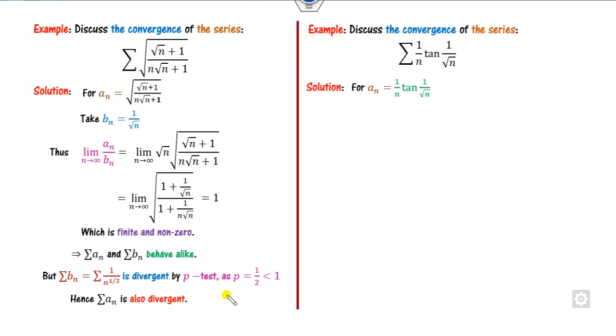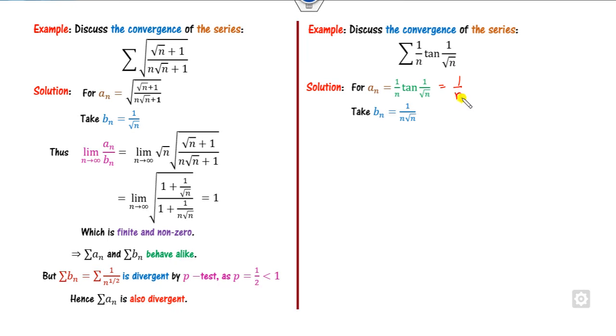Therefore the series is also divergent. In this example, you have to find the value of Bn. So what is the highest power of n? That is 1. In the denominator, it is a multiply sign, so it can be written like here. So this is my Bn.